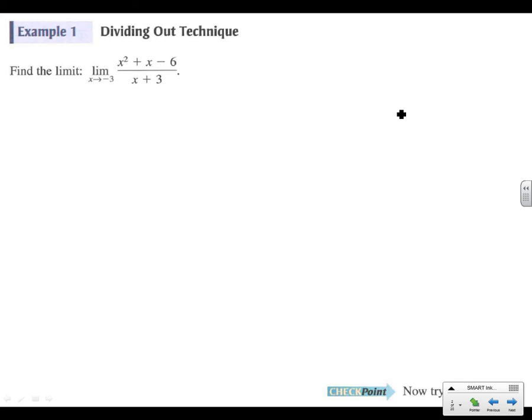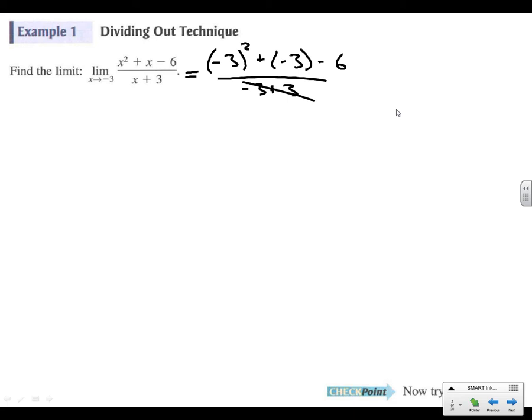So we notice here when we start, if we plug in -3, we're going to get -3 squared plus -3 minus 6, and in the denominator we're going to have -3 plus 3. That's not going to work out. So we could plug this into our y equals, go to our table, figure out what's going on.